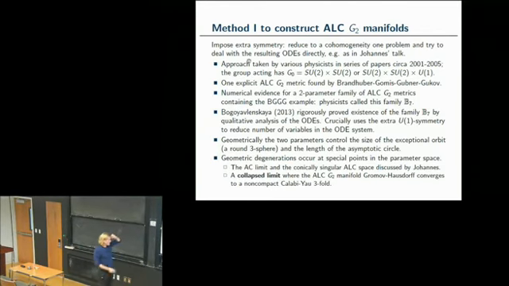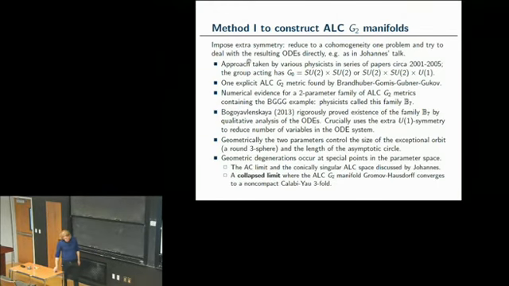So I think the AC limit had been remarked on by physicists, but thinking of it in terms of this alternative conically singular picture had been missed, and I think it's a useful way to organize things. It gives you a unifying perspective that I probably won't have time to say too much about today, because instead I want to concentrate on this collapse limit.